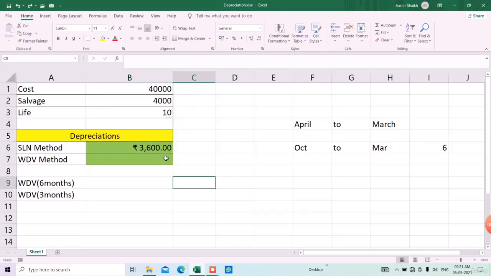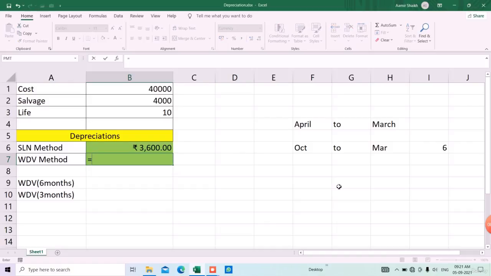Now how do we calculate the depreciation by the WDV method? In Excel we have a function called DB. DB stands for declining balance method. So I'll write equals DB. Again it's asking for the cost. I'll select the 40,000 one, comma, salvage value, life, and the period. I'm providing depreciation for the first year, so I'll write 1. This one stands for the first year, first period.